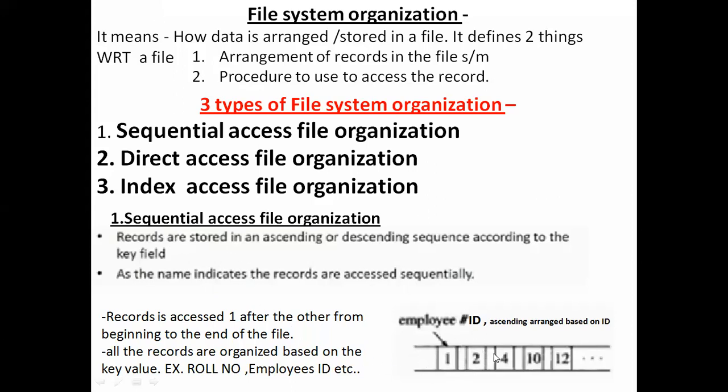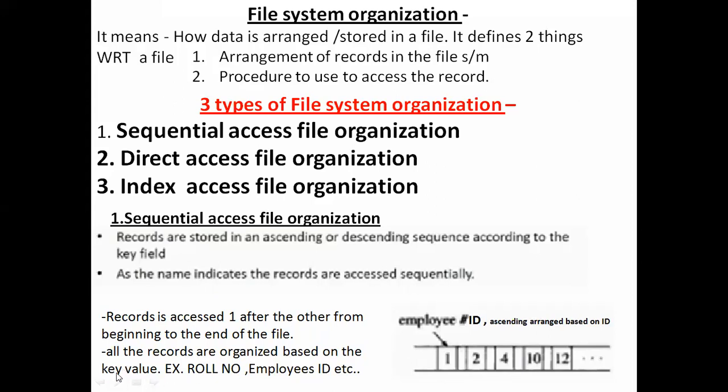So for example, I cannot access the record of the employee having the ID 4 directly. Why? Because to access the record of the ID 4, I need to first access the employee ID of 1, and next I need to access the second, and then I can access the fourth record. Directly I cannot access the fourth record. All the records are organized based upon some key value.